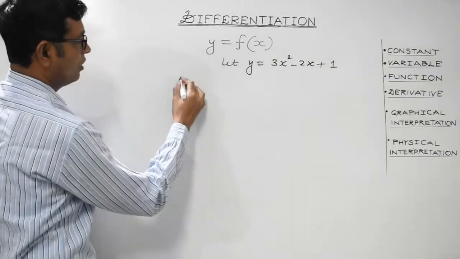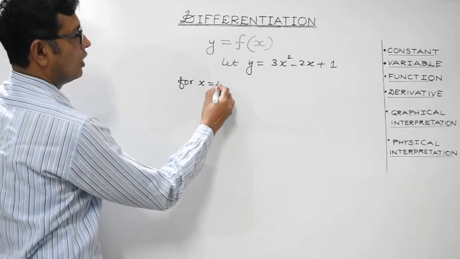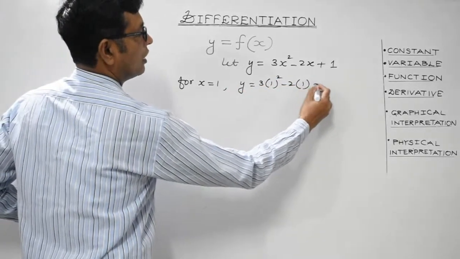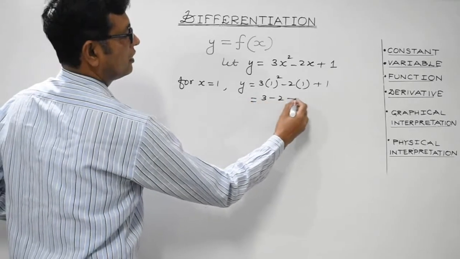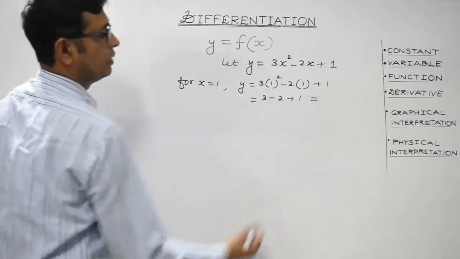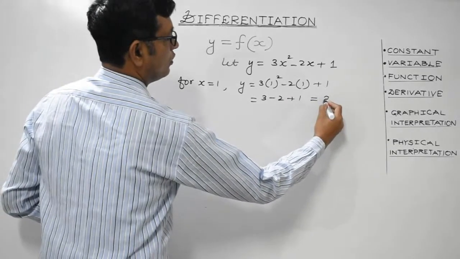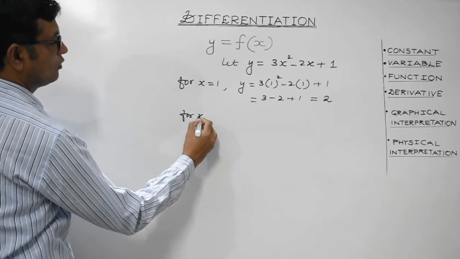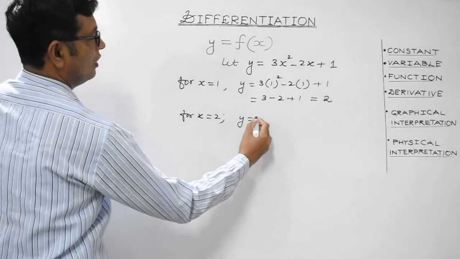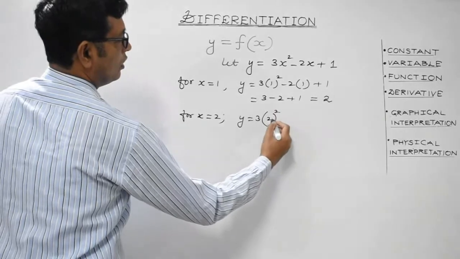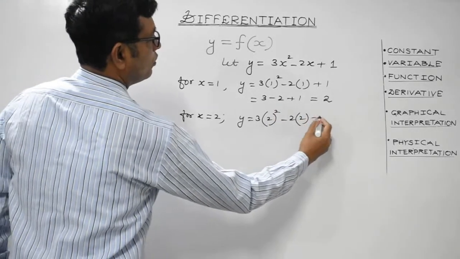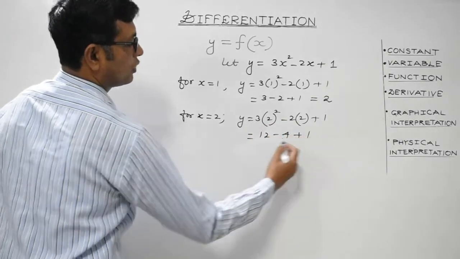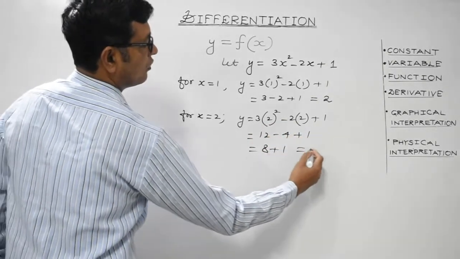Suppose for x equals to 1, the value of y would be like this. We can easily solve it. So it is 3 minus 2 plus 1. So that would be equal to 2. Isn't it? Now again, for x equals to 2, let's get the value of y. So 3 into 2 to the power 2 minus 2 into 2 plus 1. So that will give 12 minus 4 plus 1. That is 8 plus 1, which is 9.